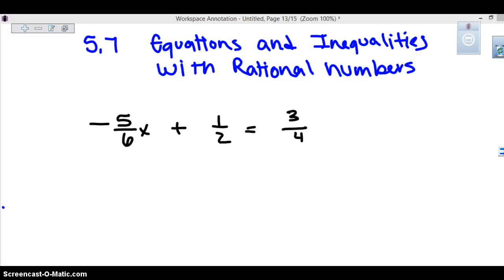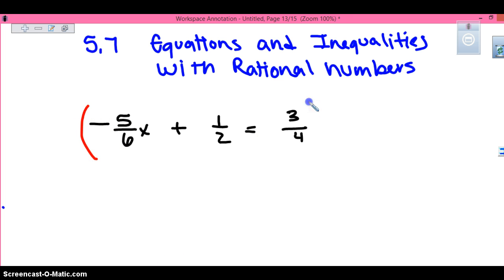Today we're solving equations and inequalities with rational numbers, but today we're solving these by clearing the fraction. So in the addition and then the multiplication or division. So today we're solving by clearing the fraction.